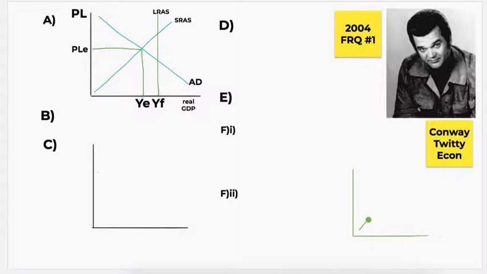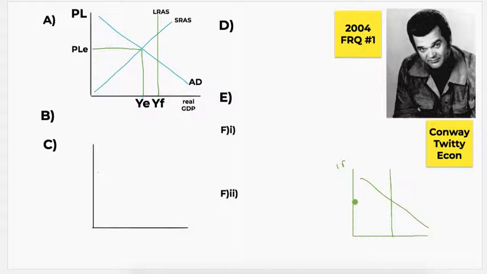Draw a quick money market graph. The supply curve is not upward sloping. It is straight up and down like that. And we have a normal looking demand curve. So this is interest rates.